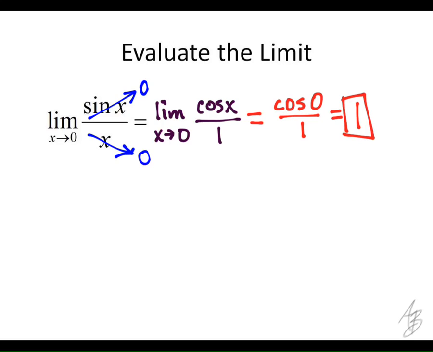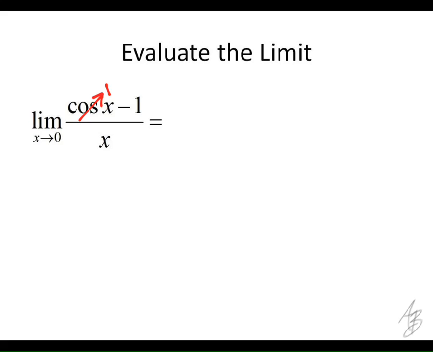Does that make sense? So L'Hopital's rule is what allows us to go from here to here. It says that we take the limit as x approaches the same value, but we take the derivative of the numerator and we take the derivative of the denominator. So looking at that other example, we know the cosine of 0 is 1. So on top we get 1 minus 1, which is 0. On the bottom, as x approaches 0, the denominator approaches 0. So we get 0 over 0.